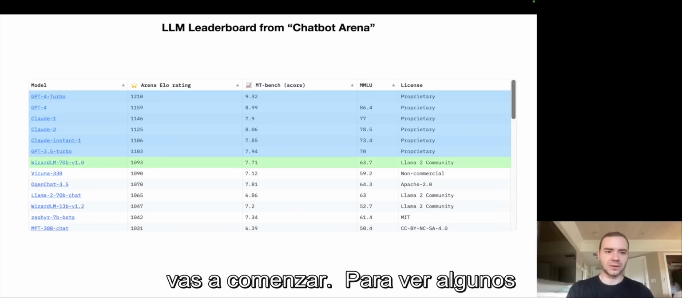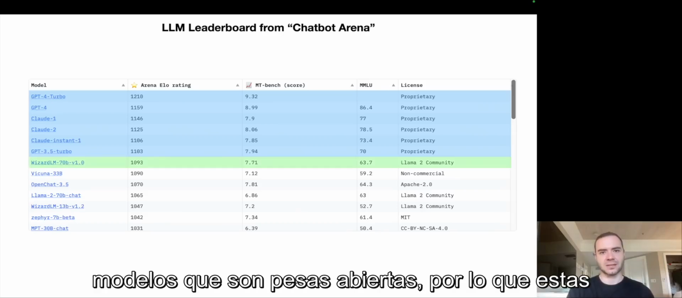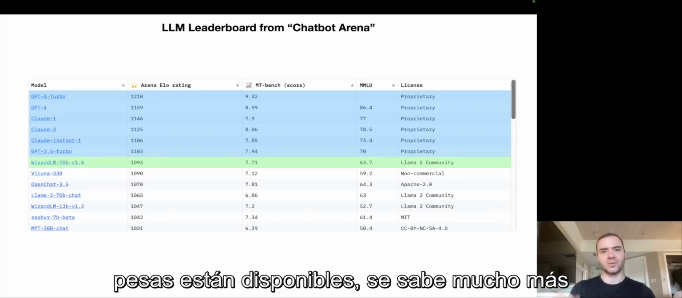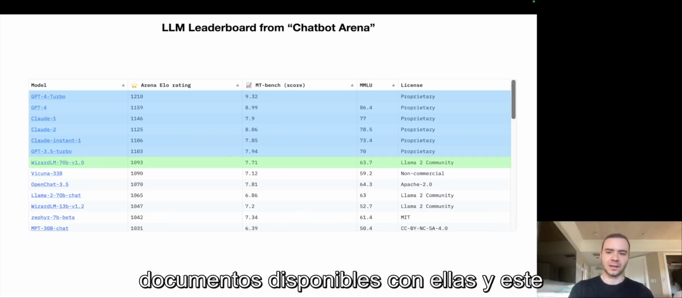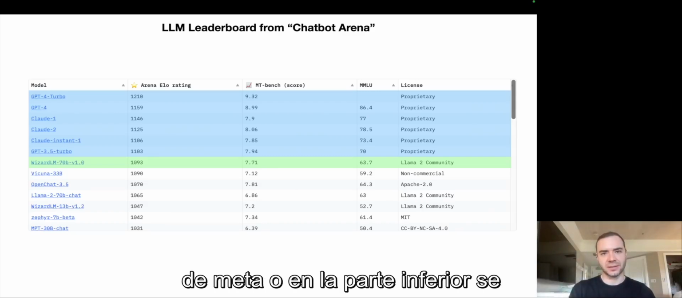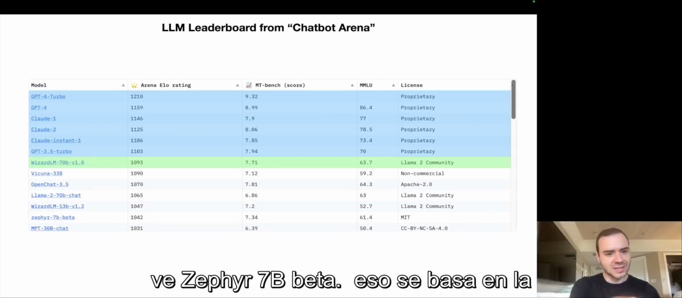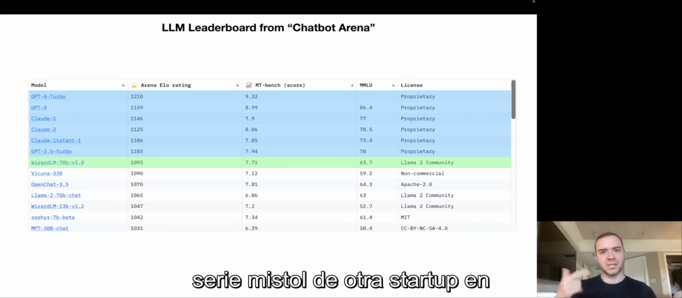And then right below that, you are going to start to see some models that are open weights. So these weights are available. A lot more is known about them. There are typically papers available with them. And so this is, for example, the case for the Llama 2 series from Meta. Or on the bottom, you see Zephyr 7B Beta. That is based on the Mistral series from another startup in France.